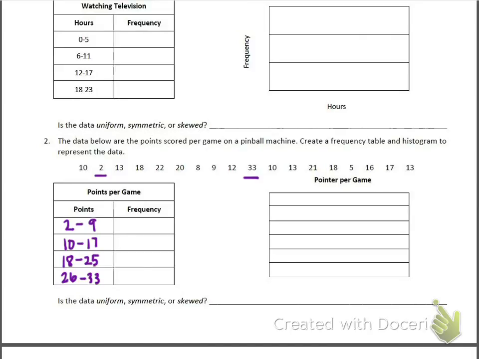So from 2 to 9, how many students were in the 2 to 9? 4. How many students were in the 10 to 17? 8. What about the 18 to 25? And then 26 to 33? 1. So when you are making your histogram, I already labeled it points per game, not pointers per game.